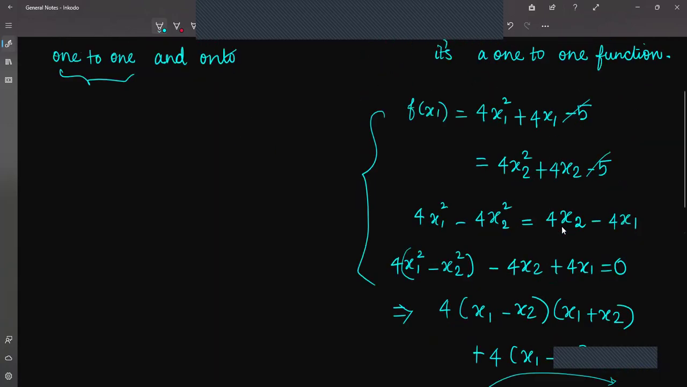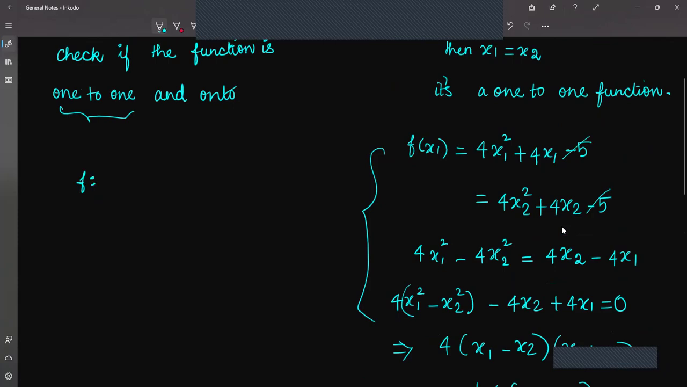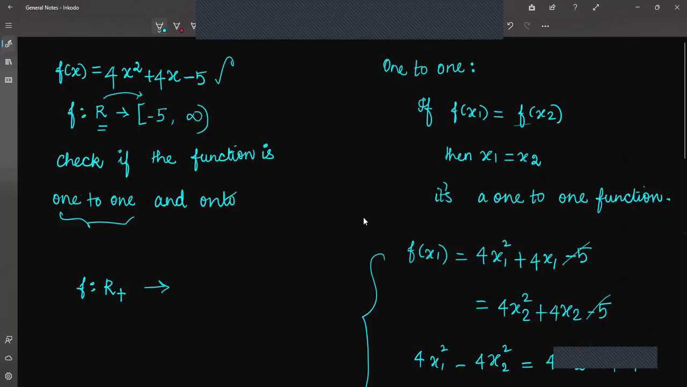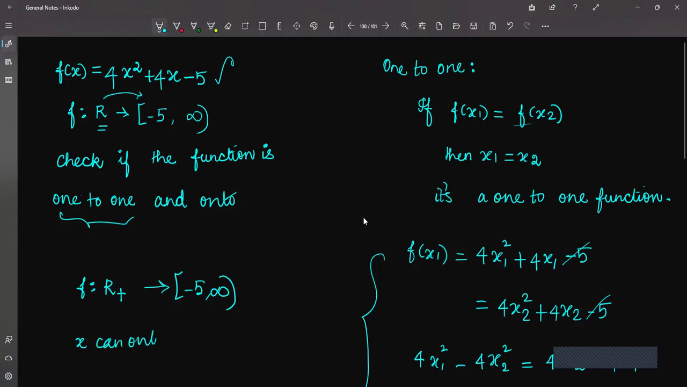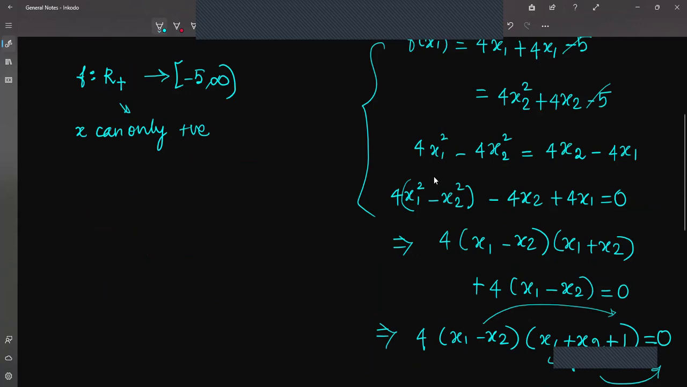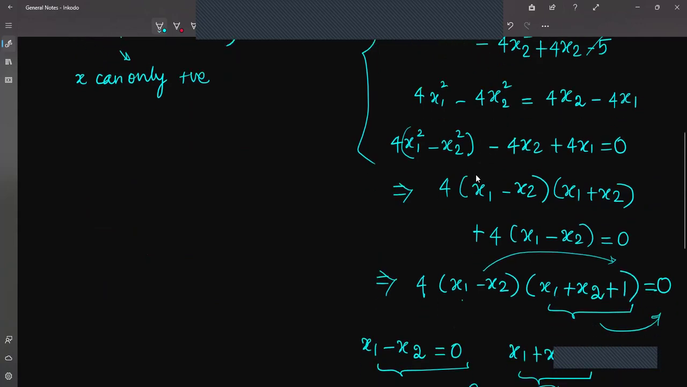If the function is from R plus to minus 5 to infinity, in that case the x values can only be positive, or it can also be 0. In that case, x1 equal to x2 is the only possibility.